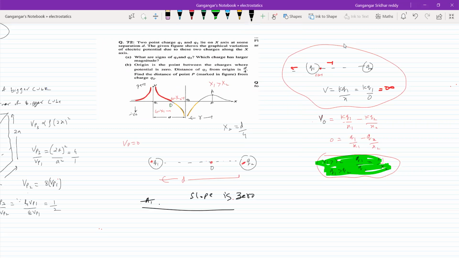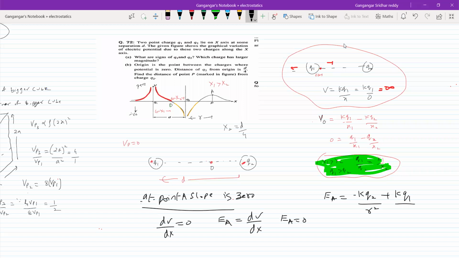Can you make any conclusion? dV by dx must be 0, no? From the graph, and we know what electric field is. Electric field is equal to minus dV by dx. If dV by dx is 0, then electric field E_A should be 0. So if E_A is 0, what is the expression for E_A? You can write it as kQ2 by r square, minus kQ1 by (x2 plus r) whole square. So can you find out r now? Because E_A is 0, we know Q1, Q2, and x2 is also given. So we'll get the value of r.